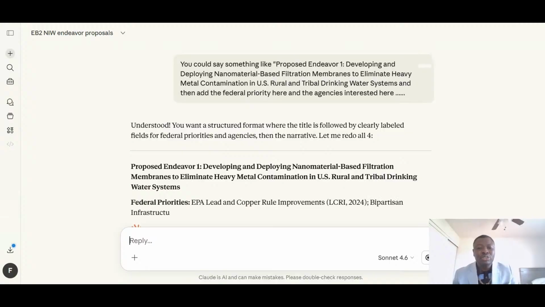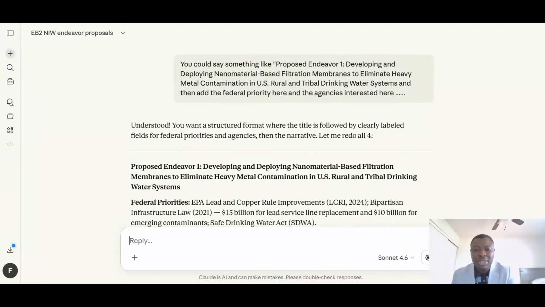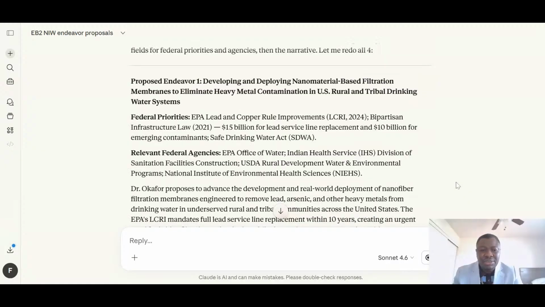Understood. You want a structured format where the title is followed by... yes, that's what I want. I want you to include those things in the proposed endeavor. Include them directly in the sentence of the proposed endeavor.